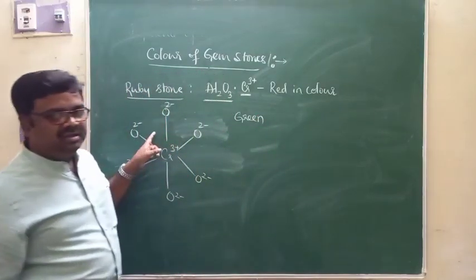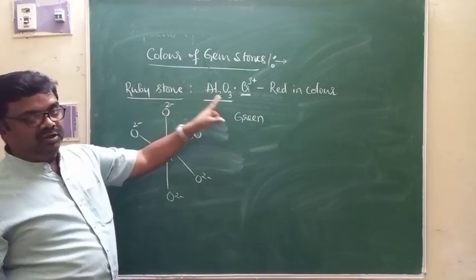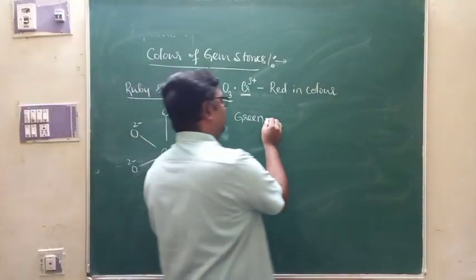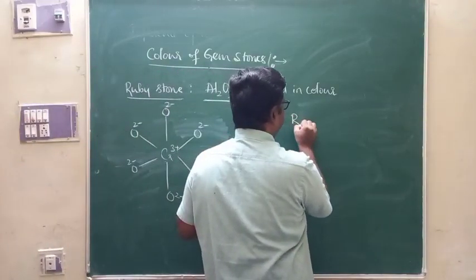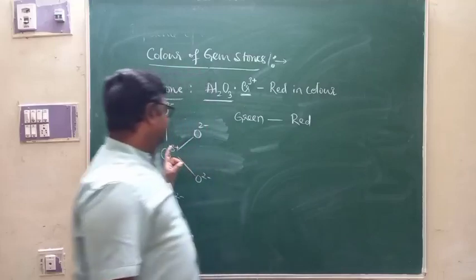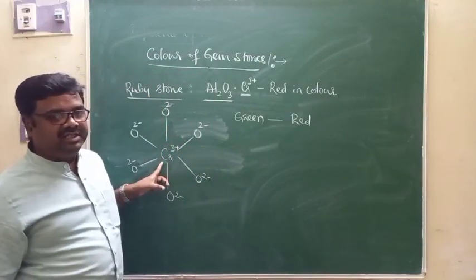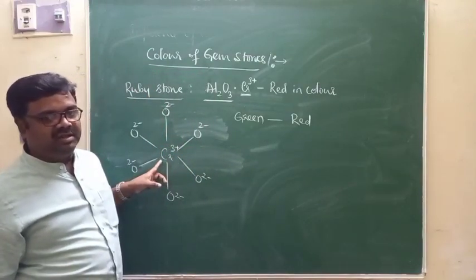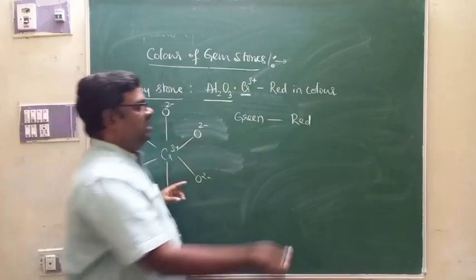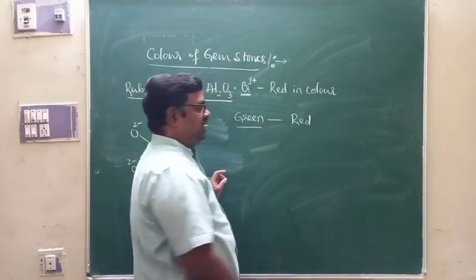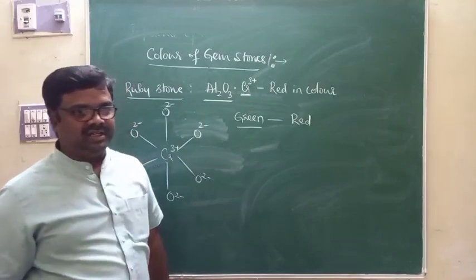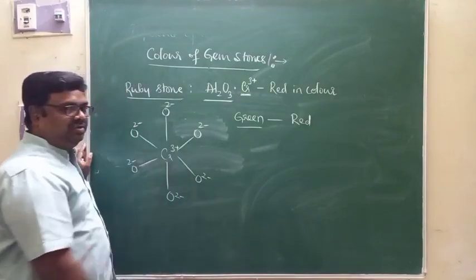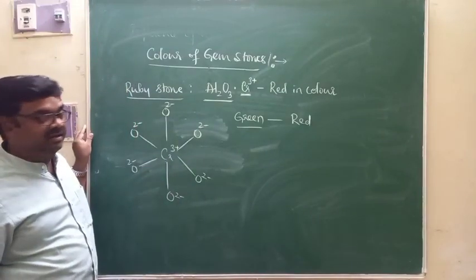This particular ruby stone is going to absorb radiation from the green region of VIBGYOR and thereby transmits red color, due to the presence of unpaired electrons in Cr3+ ion. Unpaired electrons are there in Cr3+ ions, and it absorbs the green radiation and transmits red radiation. Therefore, the color of the ruby stone is red.